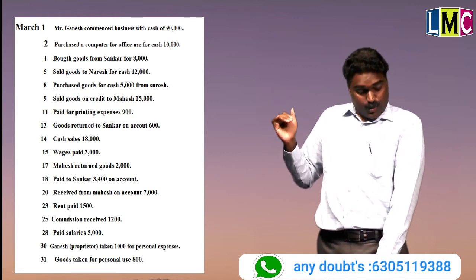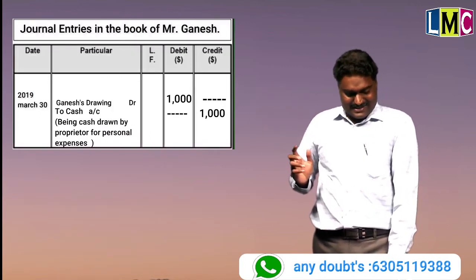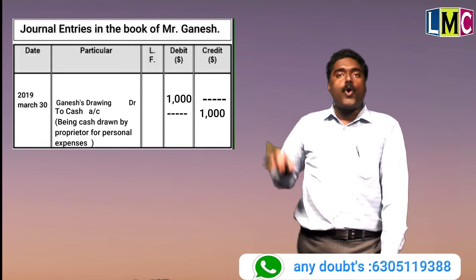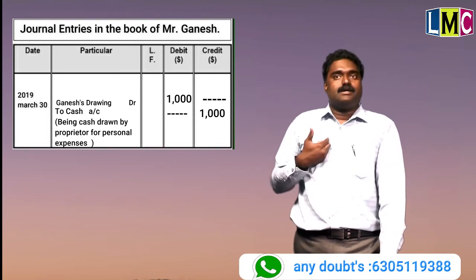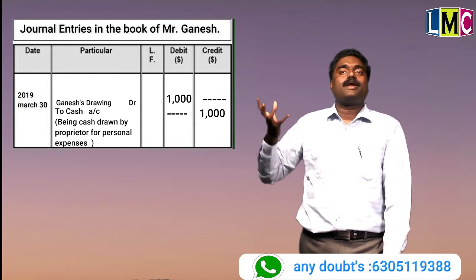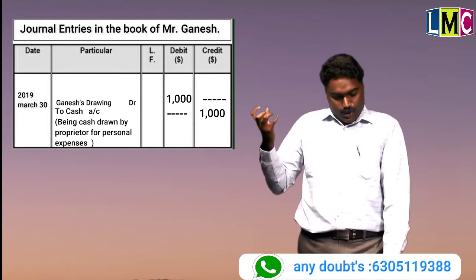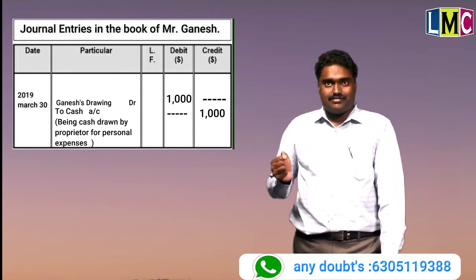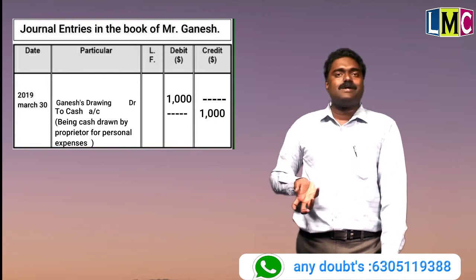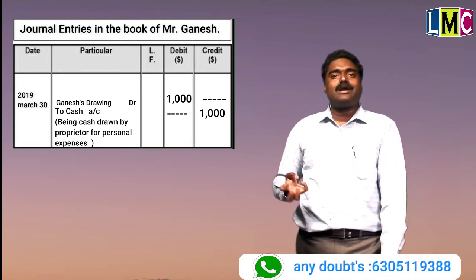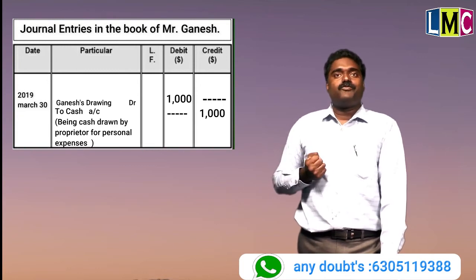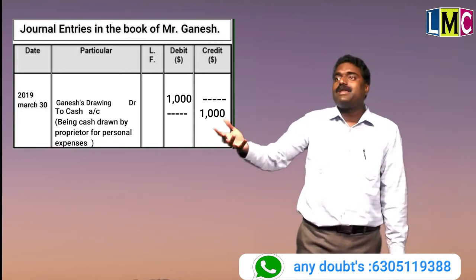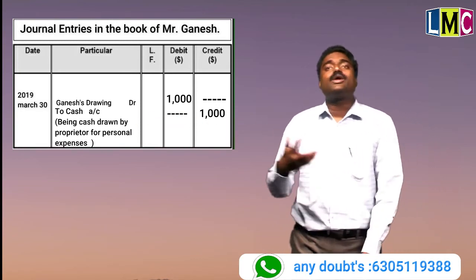Ganesh, proprietor, has taken 1,000 for his personal expenses. Very important. Personal expenses: whenever we draw from the company for our own purpose, it is called drawings. Okay? Drawings account debtor to purchases account. Suppose you have taken goods for your personal use, the same would apply. Drawings account debtor to purchase of goods account. Suppose I invested money and took the same money for my personal use. So drawings account debtor to cash account.